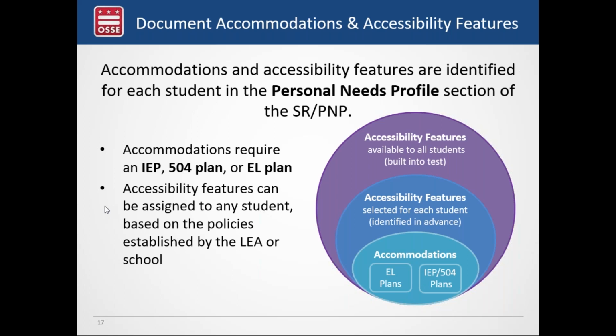You may think of something like extended time. Extended time is an accommodation, so you have to have an IEP, a 504, or an EL plan to receive extended time. Something like testing in a small group is an accessibility feature, so you don't need to have an IEP, 504, or EL plan. You may give that to a student who may have a particular need for it, just based on other features of how they performed in the classroom setting previously and what works best for that student. So those are the two different options.